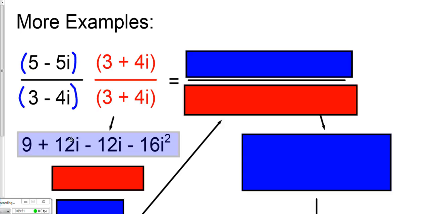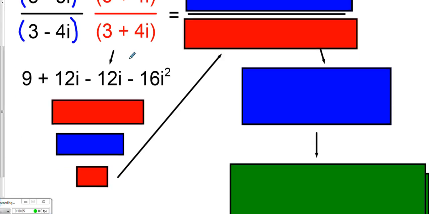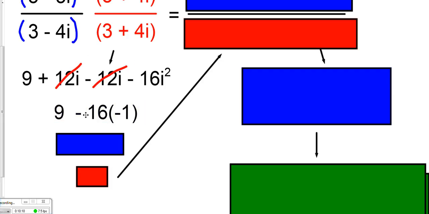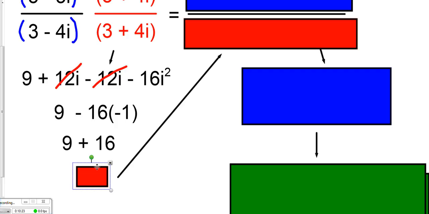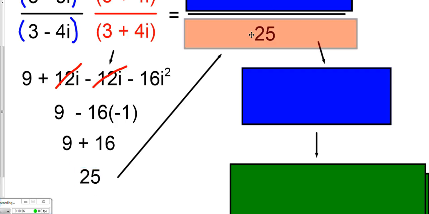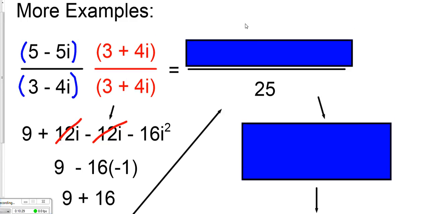3 times 3 is 9. 3 times 4i is 12i. Negative 4i times 3 is negative 12i. Negative 4i times positive 4i is negative 16i squared. At this point, our i terms cancel, and we're left with 9 minus 16 times negative 1. i squared became negative 1. Minus 16 times negative 1 becomes plus 16, and 9 plus 16 is again 25. So our denominator simplified to 25.